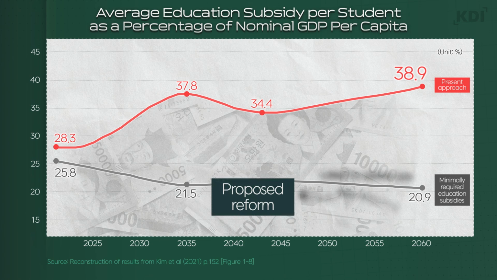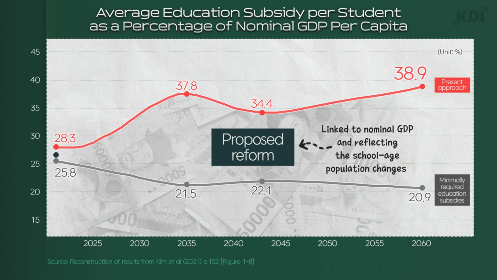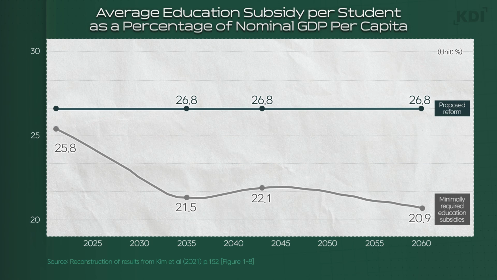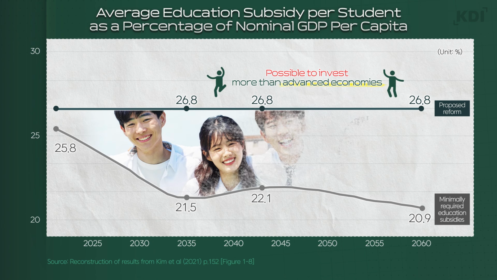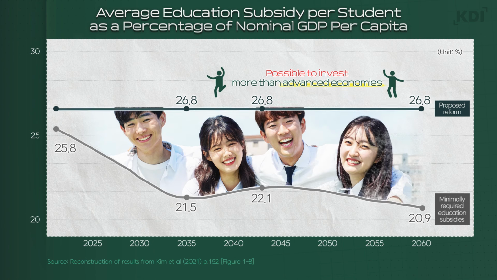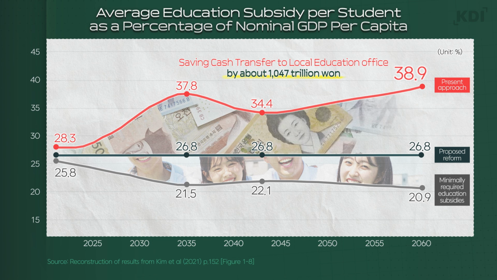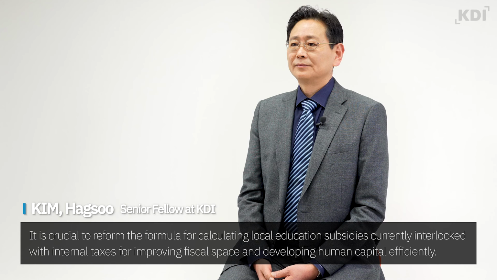Provided that the proposed reform is implemented, which keeps the average subsidy per 6 to 17 years old student at around 27% of GDP per capita by 2060, Korea can provide steady support to invest in better education, outstripping advanced countries. In addition, Korea can save about 1,000 trillion won of the public expenditures over 40 years by curbing excessive cash transfer from central government to local education office.